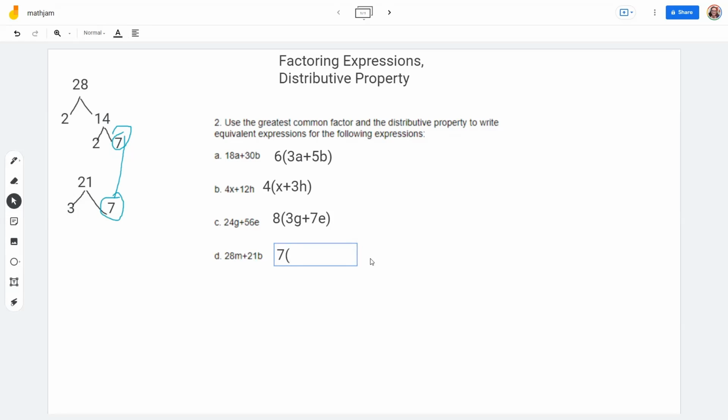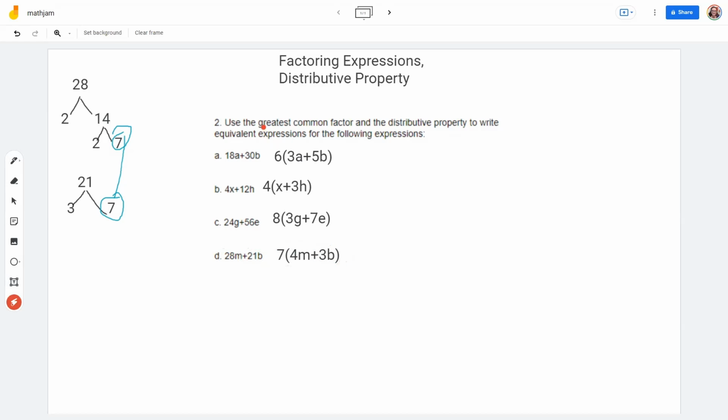So our next step is going to have us figuring the rest of this out. So this is going to be 7 times what equals 28? Well, 7 times 4 equals 28. Don't forget your letter m. So 7 times 4 equals 28, and then we need 7 times 3 to equal 21. So we'll type in our 3b. And now you can see that we have our distributive property by showing that 7 times 4 is 28. So there's our 28m right there, and our 7 times 4. And 7 times 3, which is 21. Okay, so there's our 3b right there, and there's our 21b.